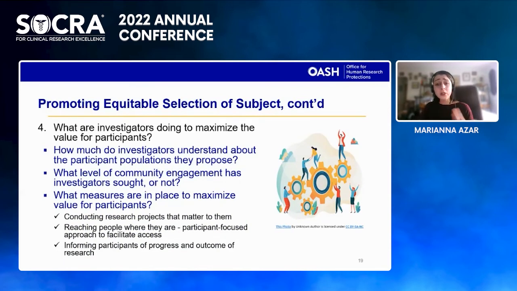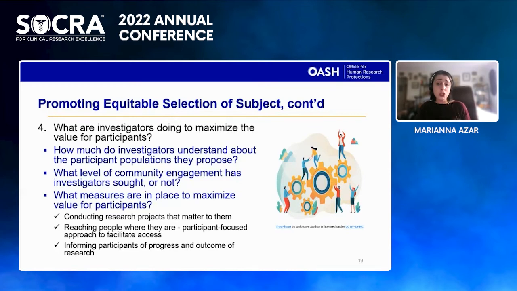Now, IRBs can go even further. They can inquire what investigators are doing to maximize the value for their participants. They can ask, what could investigators bring to the participant communities? What level of community engagement has the investigator sought or plans to undertake?